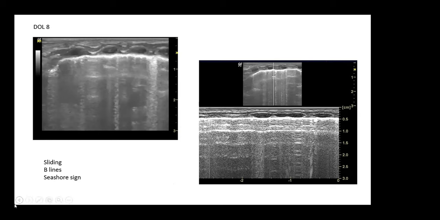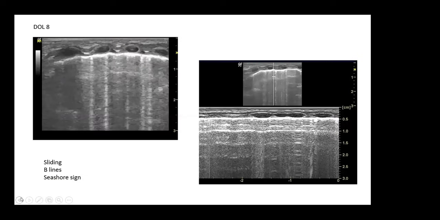So I think this is it. I don't have more slides, I guess. These are my lung settings in my ultrasound machine. This is a GE machine, isn't it? Yes. Yeah, I can see that. The focus. Yep.